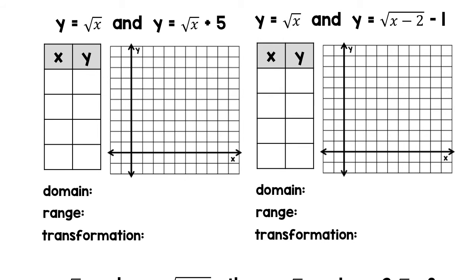Let's do some more examples. First, y equals square root of x, we're going to plot. That's always the same points: (0, 0), (1, 1), (4, 2), (9, 3).